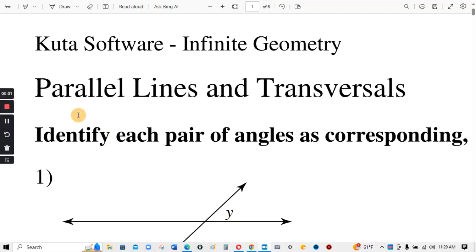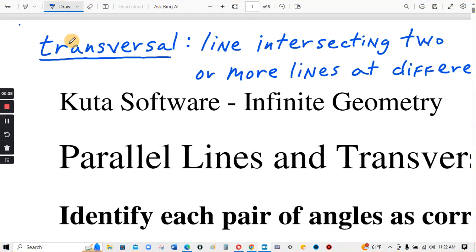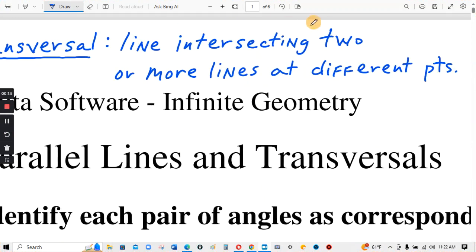This will be for the Kuta software worksheet, parallel lines and transversals. Okay, so first I would like to define the term transversal. That's going to be a line intersecting two or more lines at different points. So we're going to label the transversals on each problem.